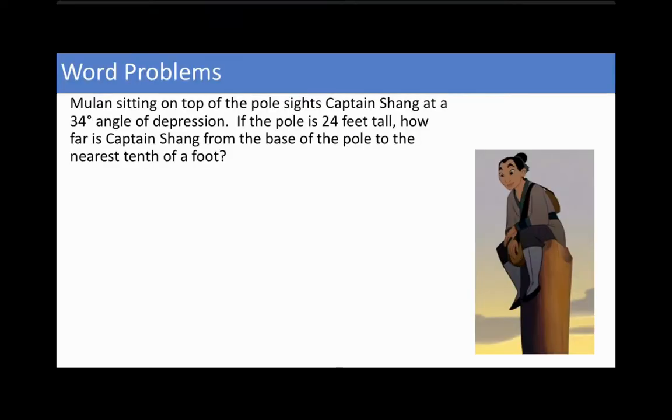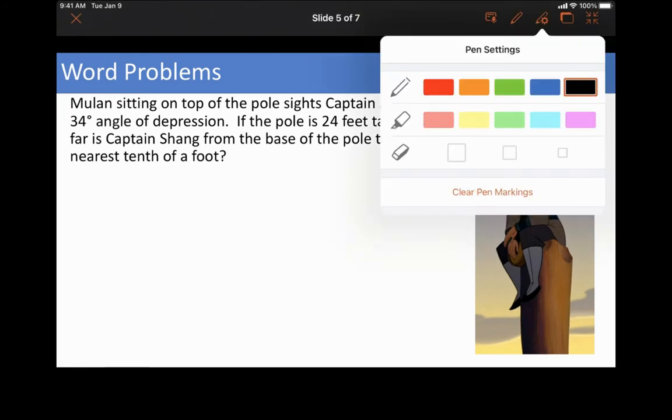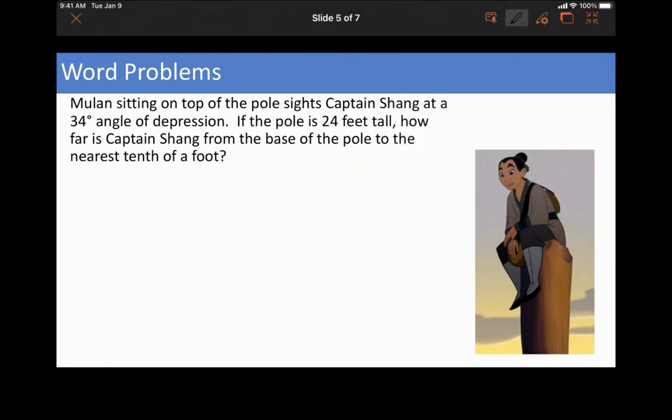All right, Mulan sitting on top of the pole sights Captain Zhang at a 34 degrees angle of depression. If the pole is 24 feet tall, how far is Captain Zhang from the base of the pole to the nearest tenth of a foot? So the first thing is you want to read it, and you want to read it as many times as you need to understand it.